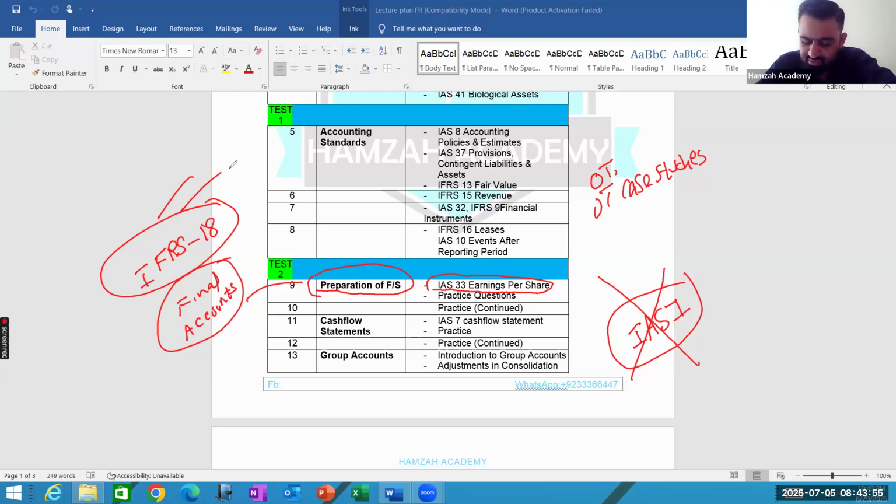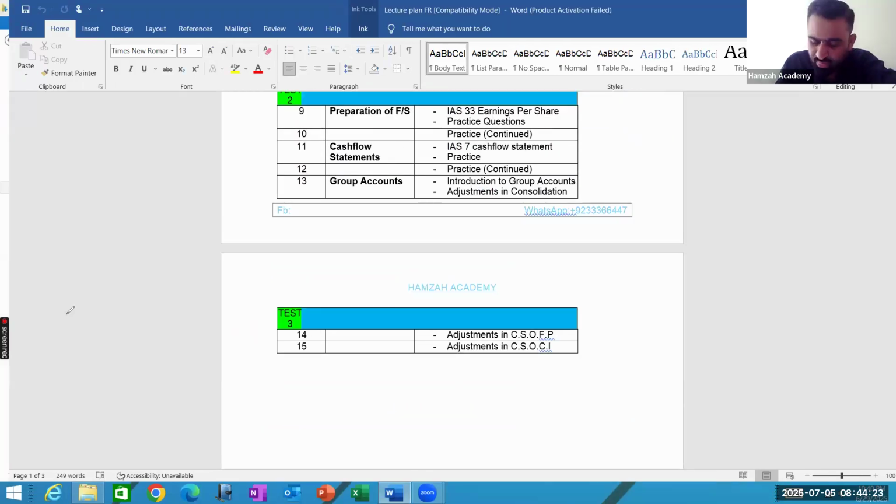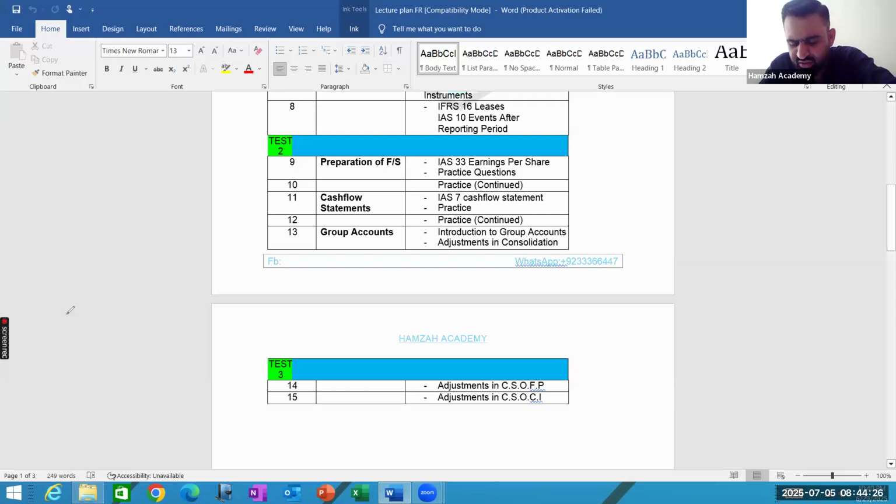Then we have the cash flow statement, IAS 7. Here we will learn to prepare the cash flow statements. Then we have the group accounts. Group accounts means the consolidated financial statements. We will learn how to prepare the consolidated financial statement, consolidated profit and loss account, consolidated statement of financial position, and accounting for associates. We will learn this in our group accounts.